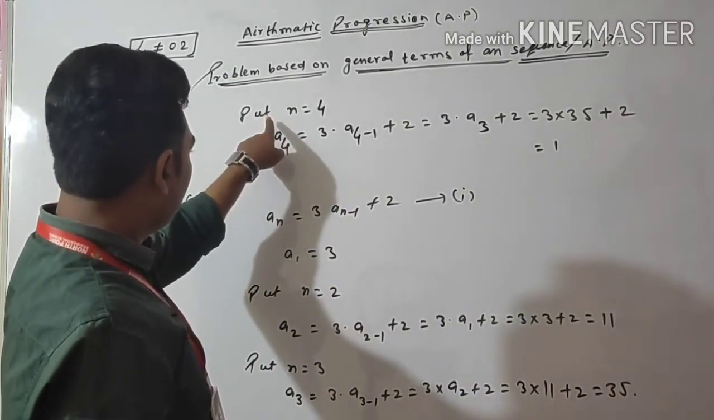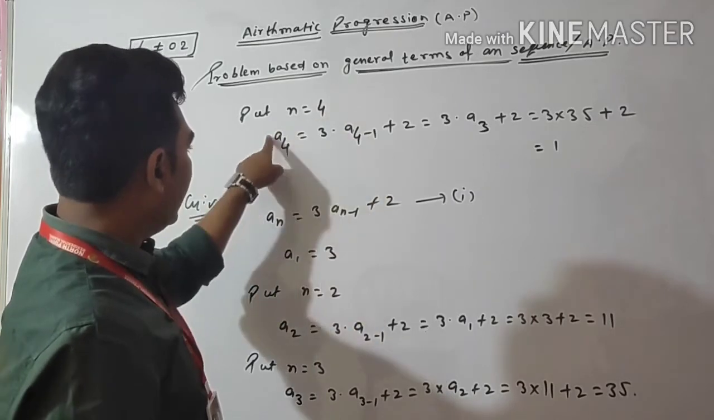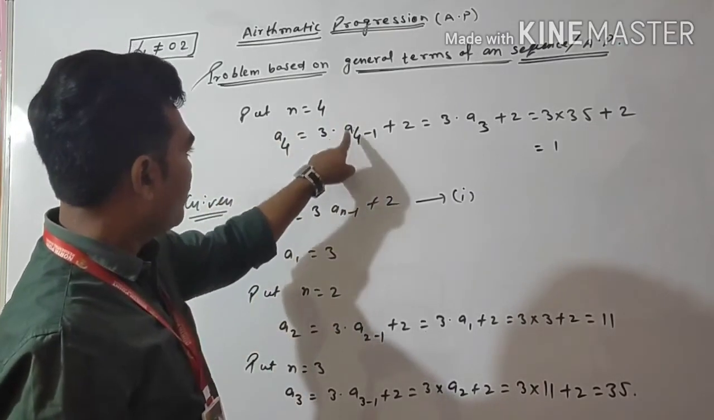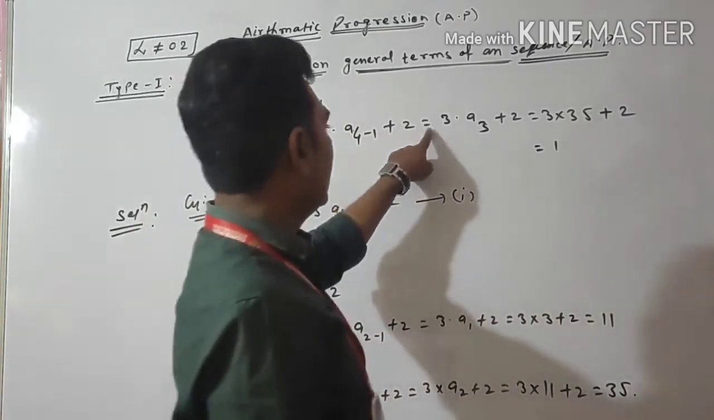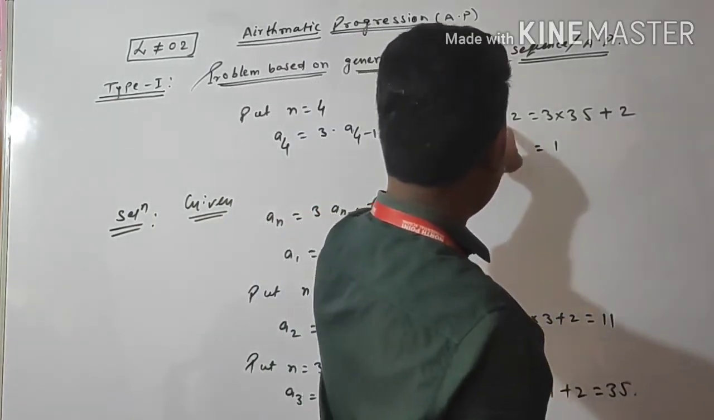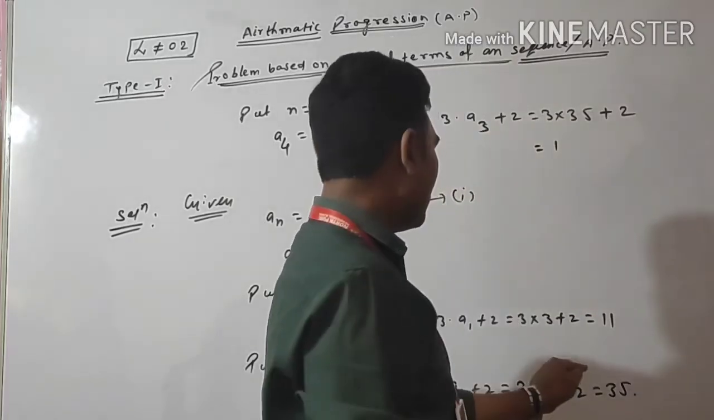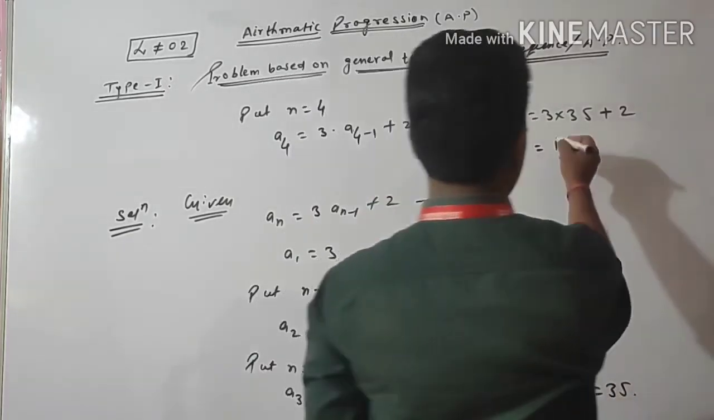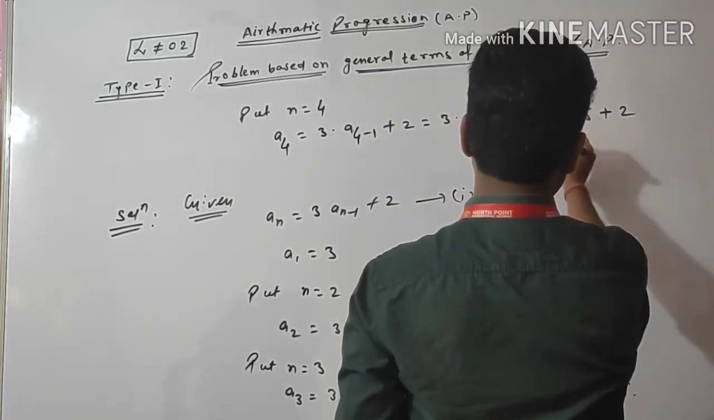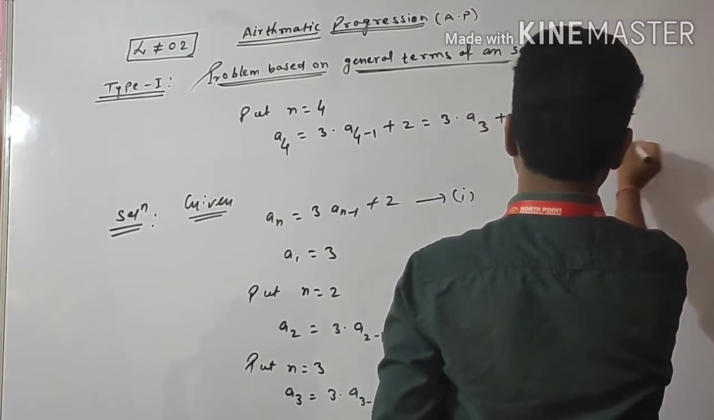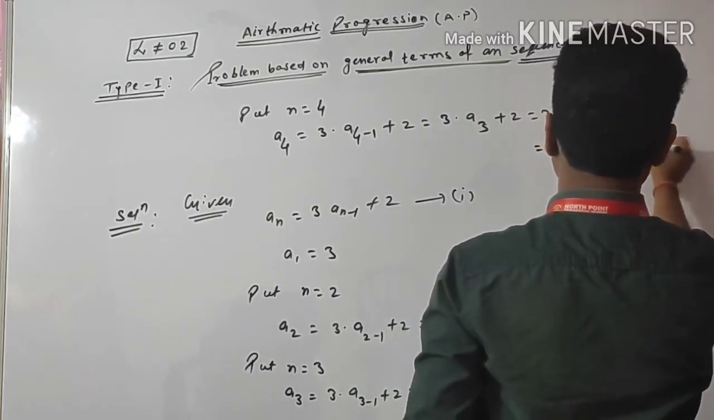Now next put n equal to 4, and a4 equals 3 times a4 minus 1 plus 2, which is equal to 3 times a3 plus 2. What is the value of a3? It is 35. 35 into 3 is 105, plus 2. This is equal to 107.